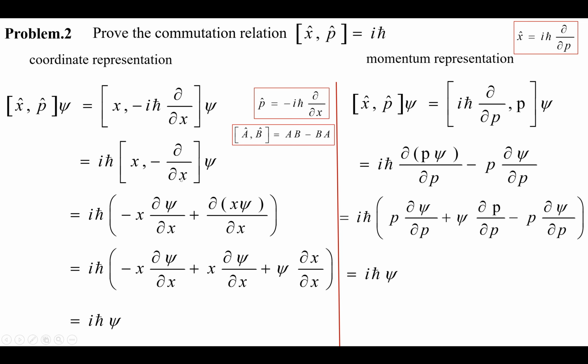Now we know already that [a, b] equals ab minus ba. So using that relation, we have minus x d psi by dx plus partial d by dx of x psi. Now keeping the first term the same, take the second term. We are going to differentiate x and psi with respect to x.